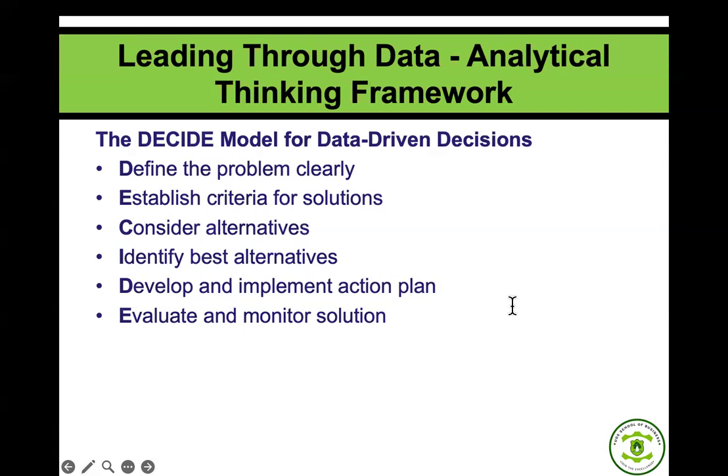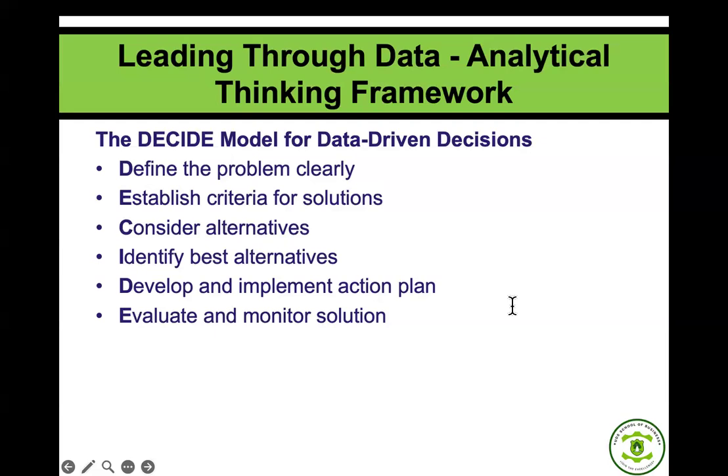Then you go to D, develop and implement your action plan. To develop and implement your action plan, your data should inform you. It should inform your implementation strategy, not just the solution selection. So you have to use the data to be able to optimize by rolling out the timing, identifying the pilot groups you need to look at, and maybe planning other change management approaches, right?